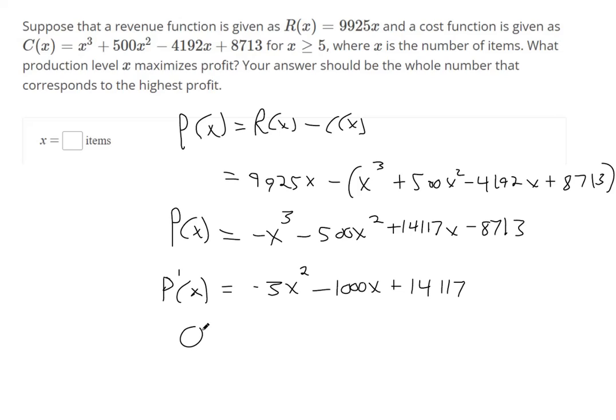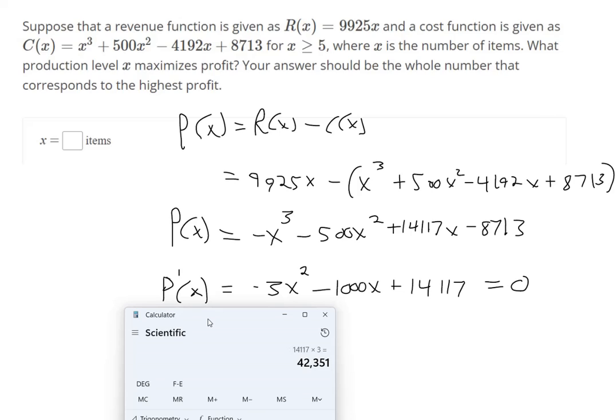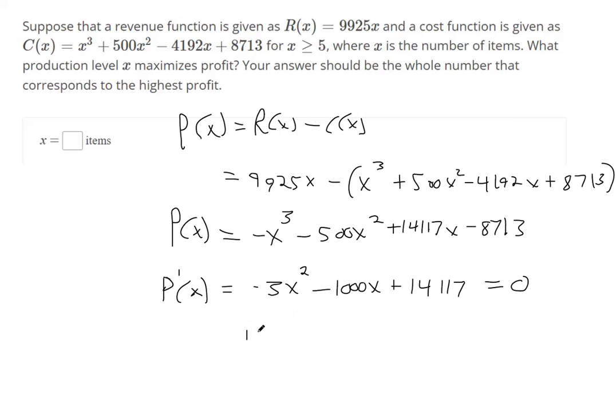We find the potential maxes or mins, called critical points, by setting the derivative equal to 0. I'll just do it over here. And then we solve. So this is quadratic. The quadratic formula is probably the best way to go, because I guess we could try to factor. It's hard to do though. You'd have to find two numbers that multiply to be negative 42,351, but add to be negative 1,000. So just the quadratic formula is a lot easier.